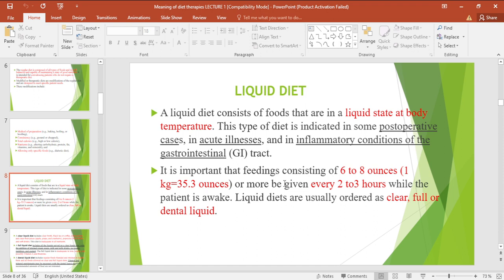And these liquid diets are usually ordered as clear, full, or dental diet. The clear liquid has no solid foods at all. And then the full liquid diet, you find it is a bit thick. And then the dental diet is the one that is suitable for someone that has no teeth, and they can easily swallow it without any difficulty in chewing.